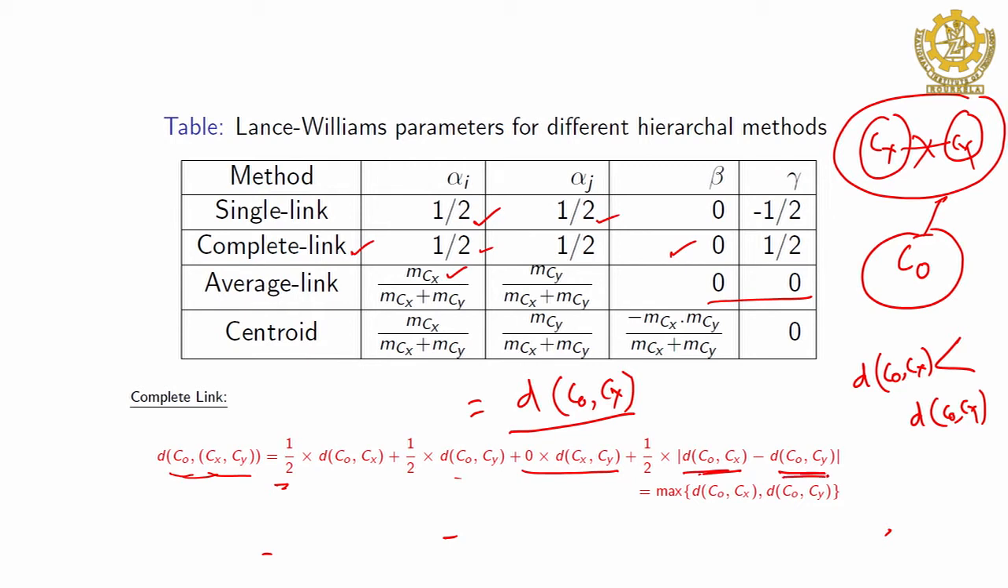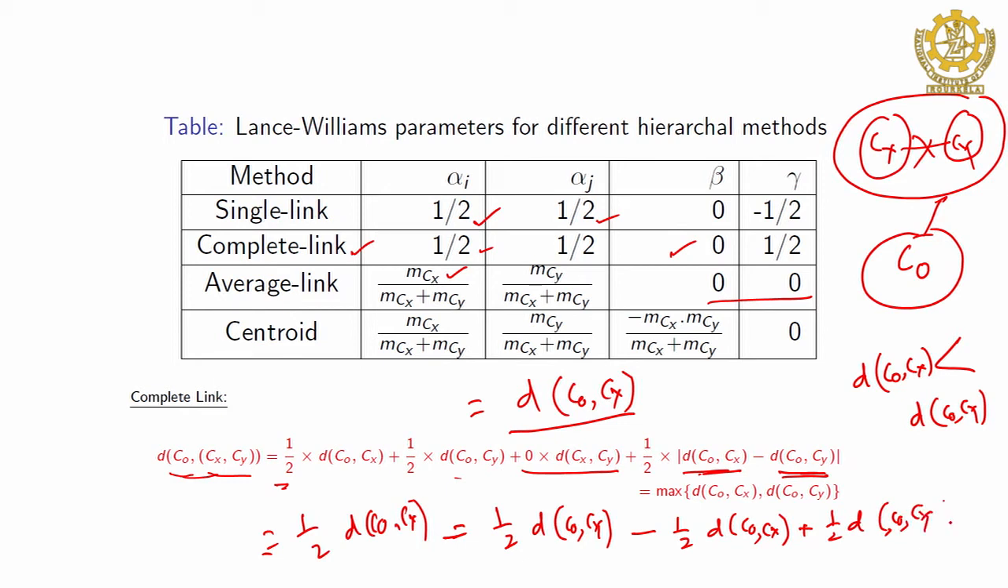So, if this is greater than, this is less than, obviously it will be negative. Therefore, we can write half of the distance C0Cx equal to half of the distance C0Cy, this is negative. So, this will be half of the distance C0Cx plus half of the distance C0Cy. So, this will cancel out. Then again the distance will be half of the distance C0Cy, this half and this half.